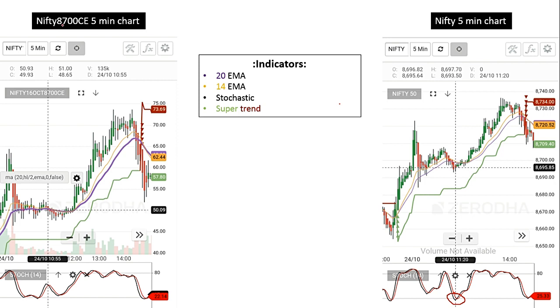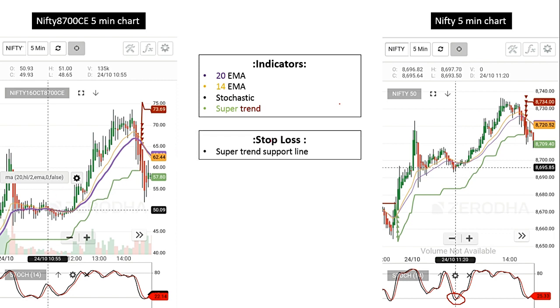Here you can see the Nifty 8700 call 5-minute candlestick chart pattern with the same technical indicators. Here you can see, as we predicted, the stochastics when it hit the 20 level, it forms the bottom at 50. Based on this, we enter the trade with the following assumptions.